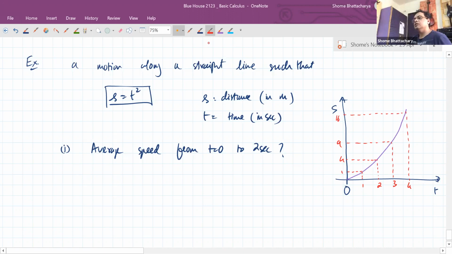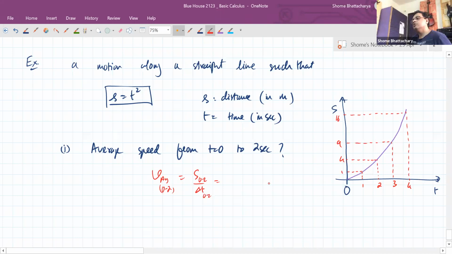So the average speed from 0 to 2 seconds will be the distance traveled in 0 to 2 divided by the time interval. The distance traveled in 0 to 2 you can see is 4 meters. The time interval is 2 seconds. So the average speed should be 2 meters per second.